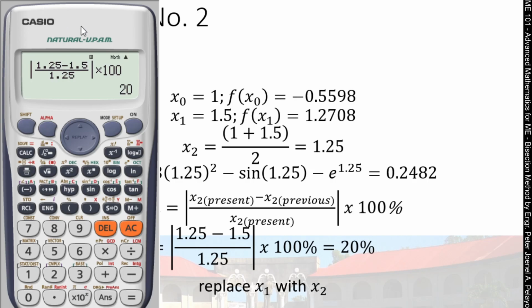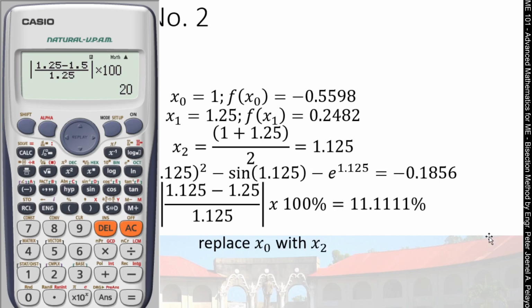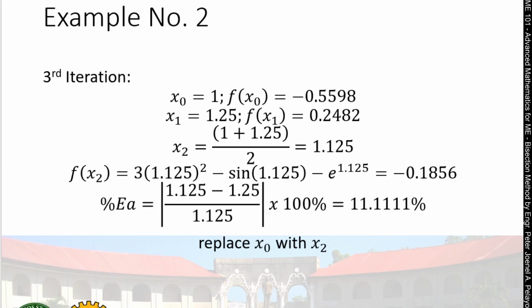So, positive si f of x natin, 0.2482. Tama. Positive siya. Kaya, replace x1 with x2. Next. So, tago muna natin si calcu. Itong x0, 0 pa rin. Ay, x0 is 1 pa rin.